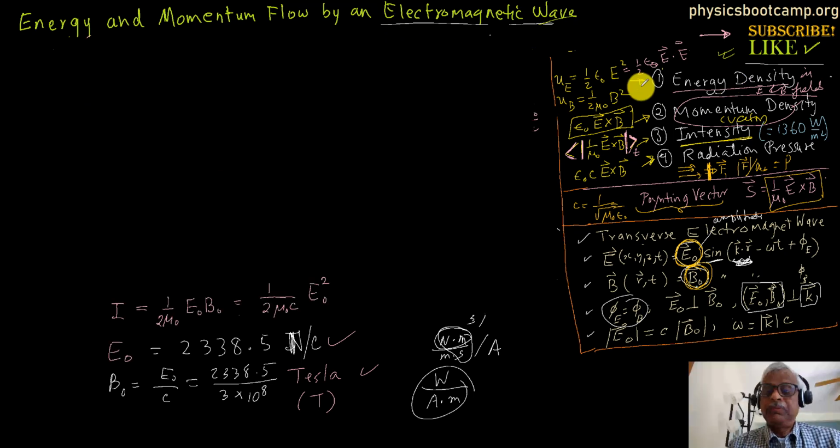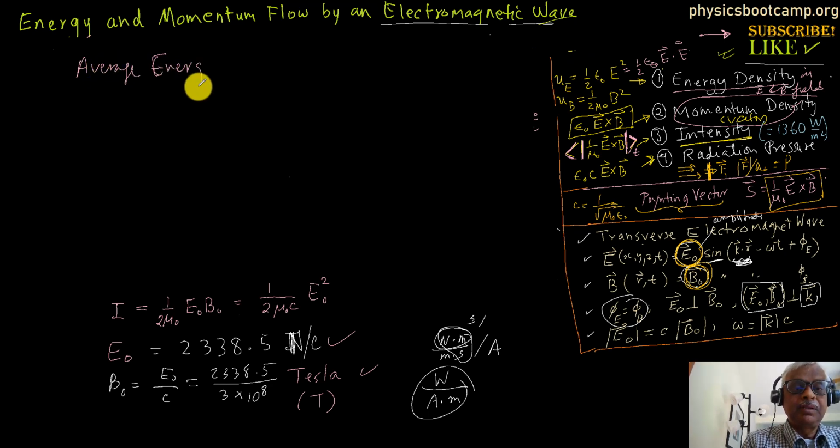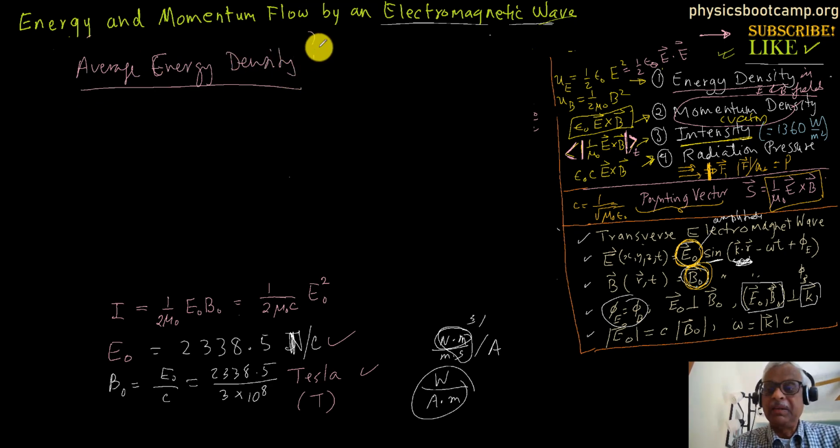So do I have to start out from here? And so I want the average energy density. How do I get it? One way to do it is to start from here and plug those things in. We want energy in E plus energy in B, so the total energy will be like this. We want the average energy density, so that will be the average energy U_E plus the average energy U_B.